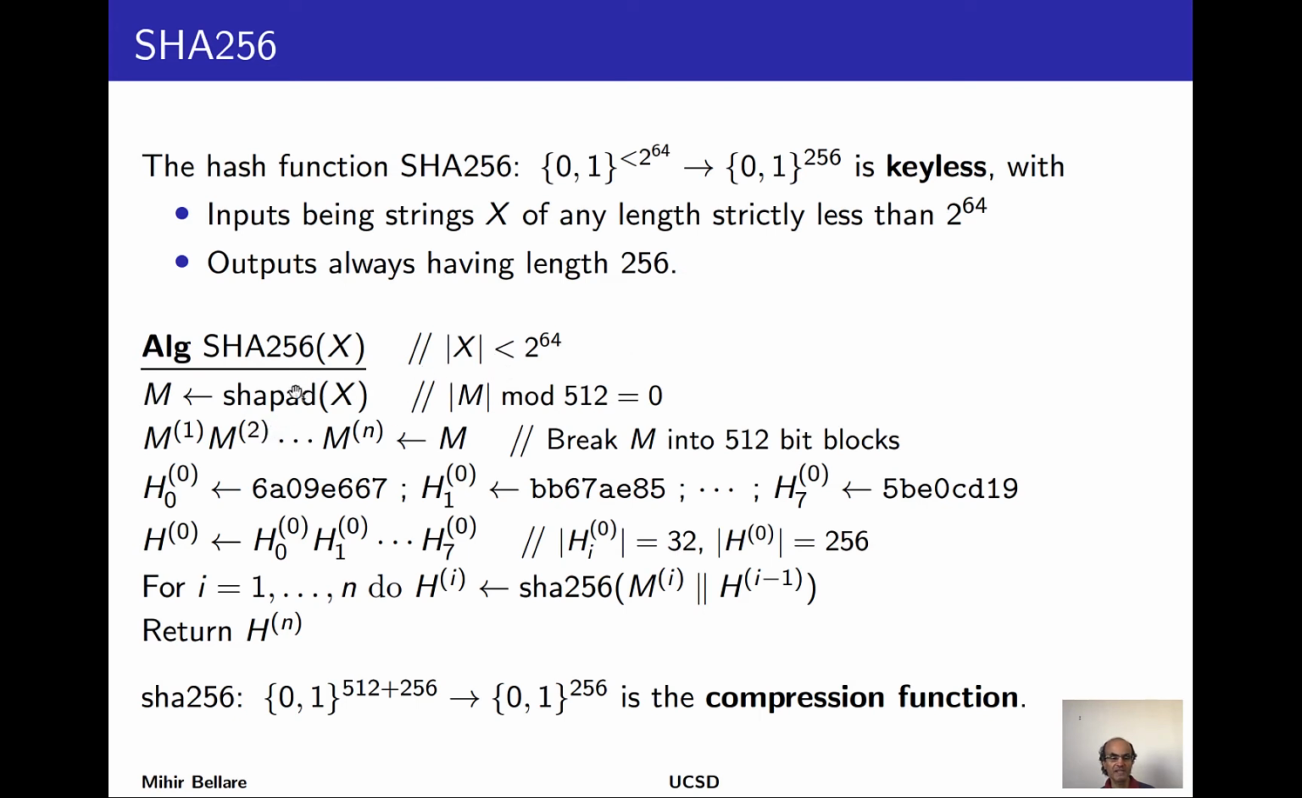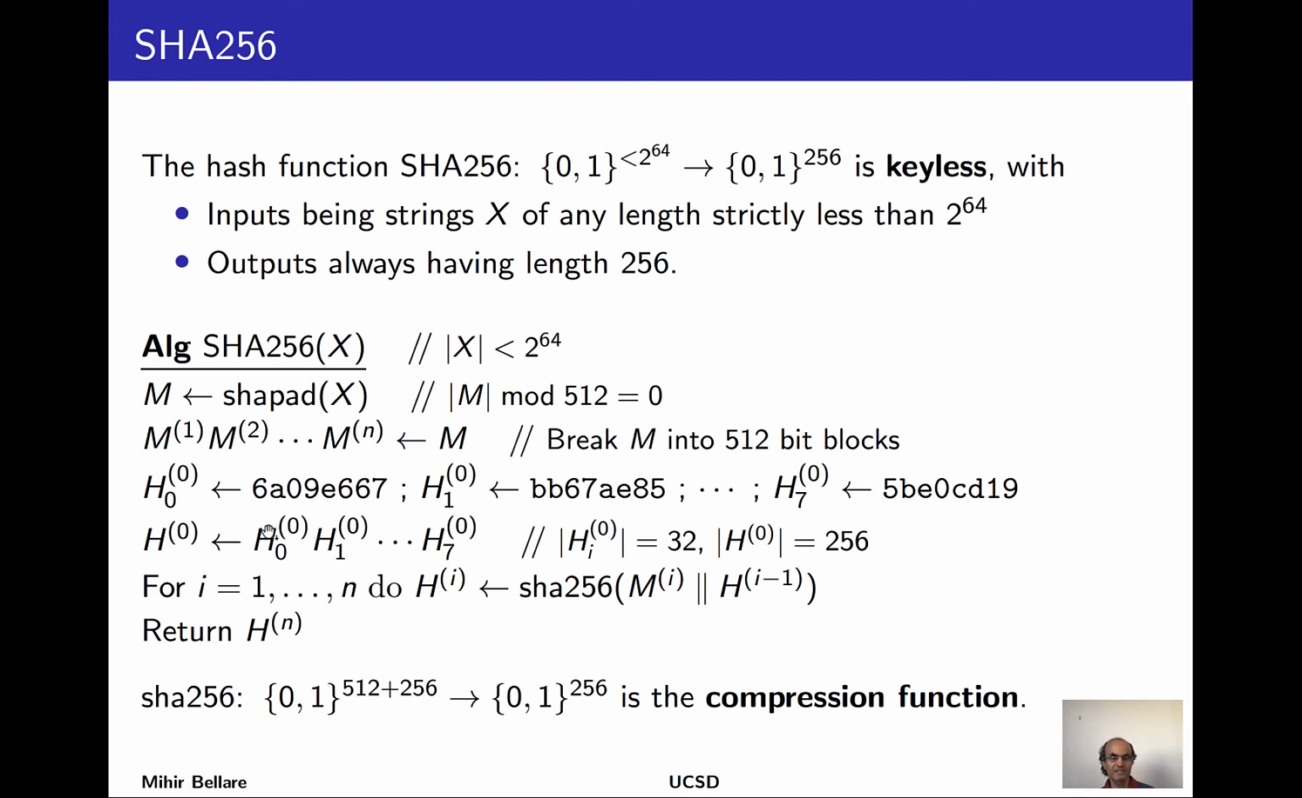Now, the first step is to apply a little routine called SHA-pad to the input to result in a message M whose length is a multiple of 512. So the length of M mod 512 is 0. And that is done so that we can break M into 512-bit blocks, and we'll be processing M in a block-by-block manner. And so we'll write the blocks this way, and N now is the number of blocks.